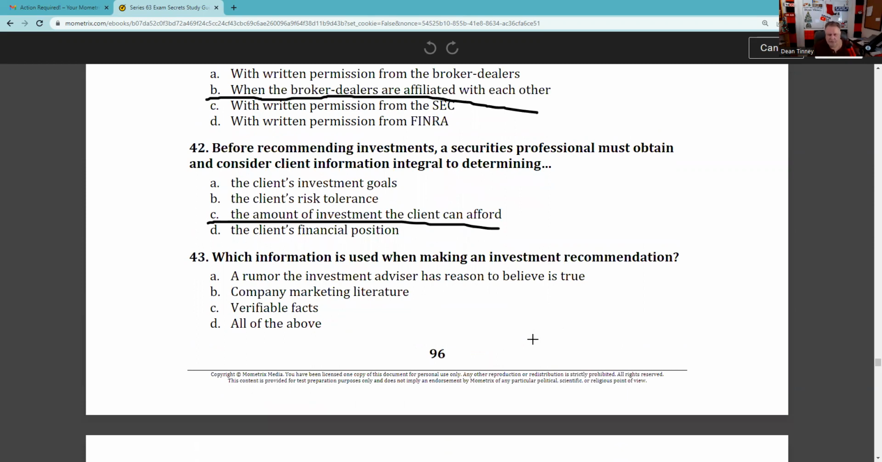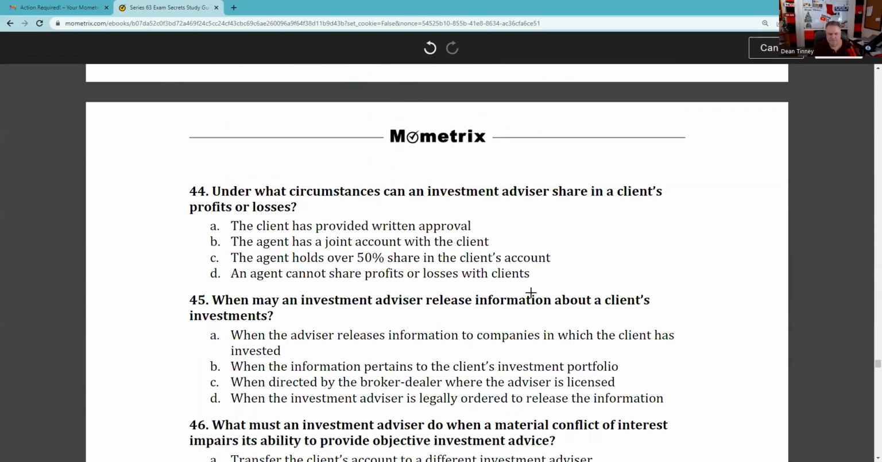Which information is used when making an investment recommendation? Oh, this one's easy. The rumors, no. Our marketing literature, no. Verifiable facts. There you go. Yeah, that's Series 63 for you. That's one you should be able to get. That should be aim and shoot, point and click. Angels weep for you if you miss aim and shoot, point and click questions.